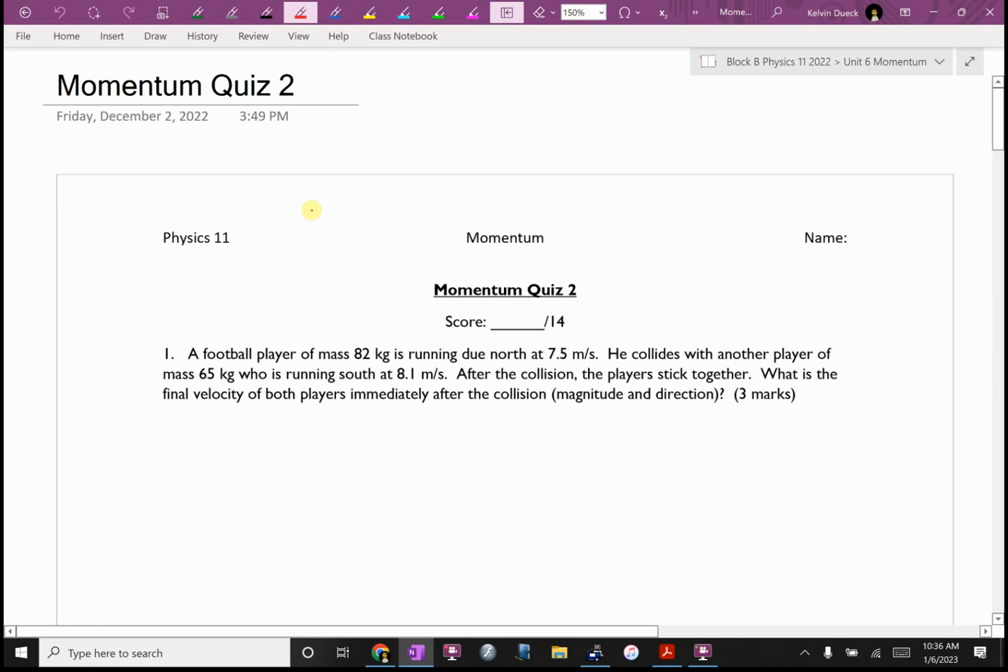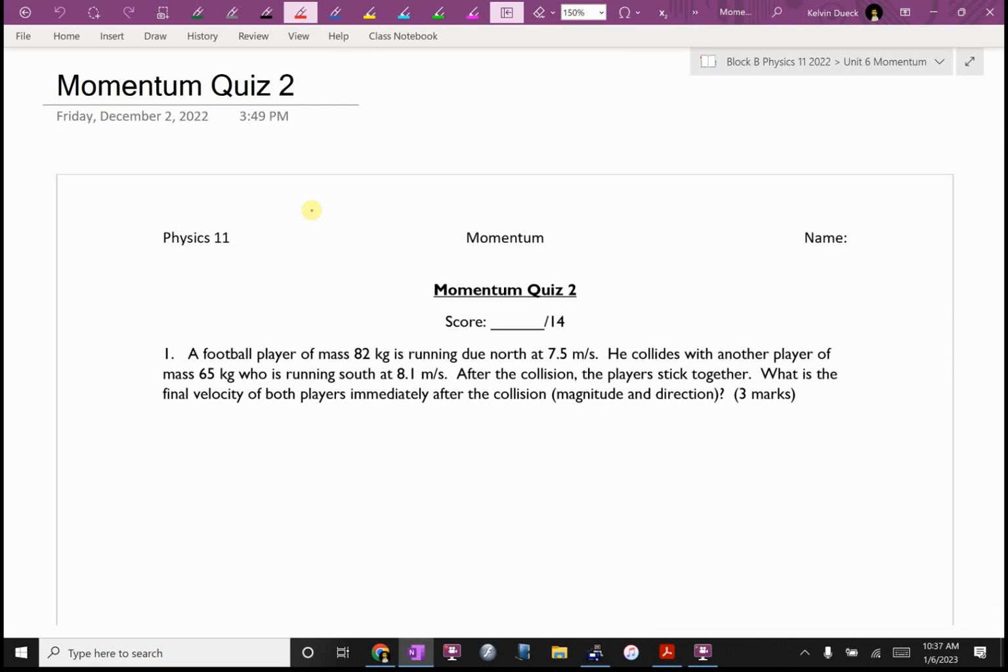So this is a pretty good indication of what you might see on your test. There's going to be one explosion, and then at least two collisions. One where they bounce apart, elastic, and one where they stick together, inelastic. Okay? So, is this one elastic or inelastic? Inelastic.